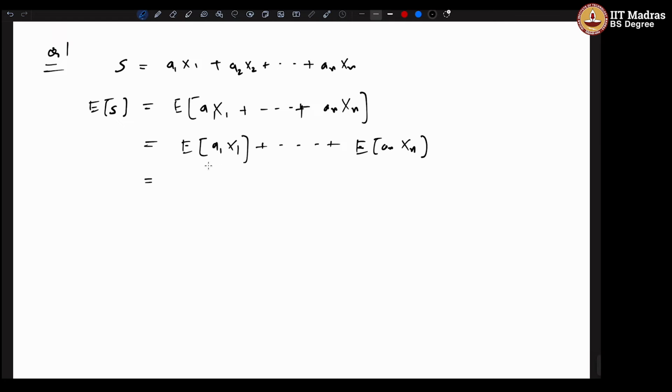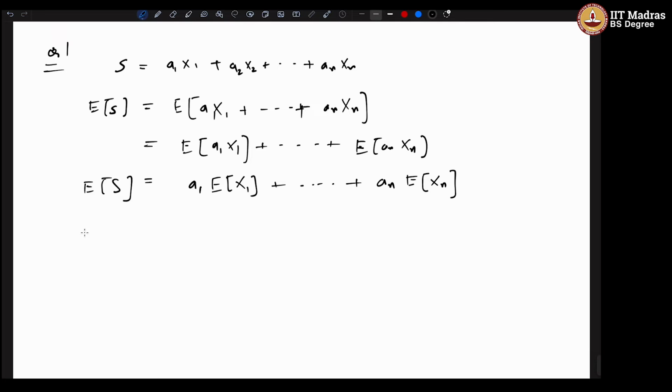Now we can take this constant out, and this is also from the property of expectation. So when we take the constant out, it becomes a1 times the expectation of x1, and similarly for each of these xi's, an times the expectation of xn. So this will become the expectation of S, and that is the second option, I guess.